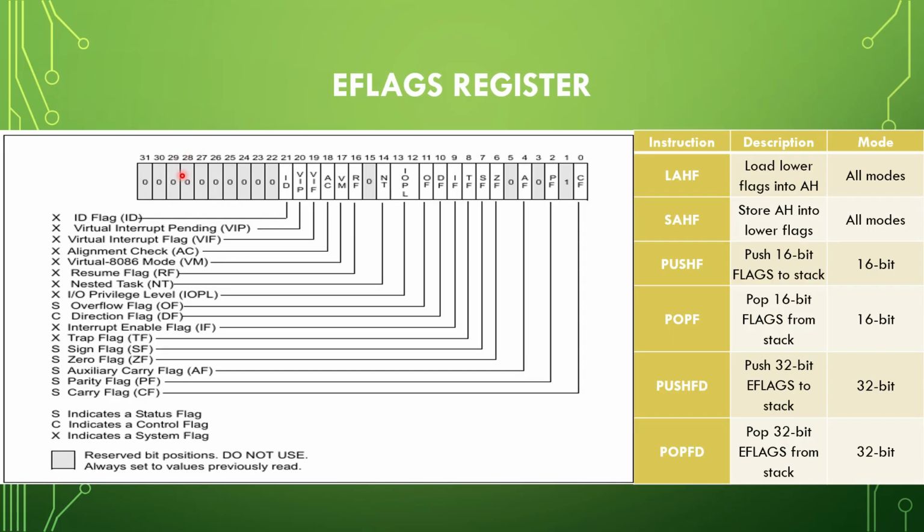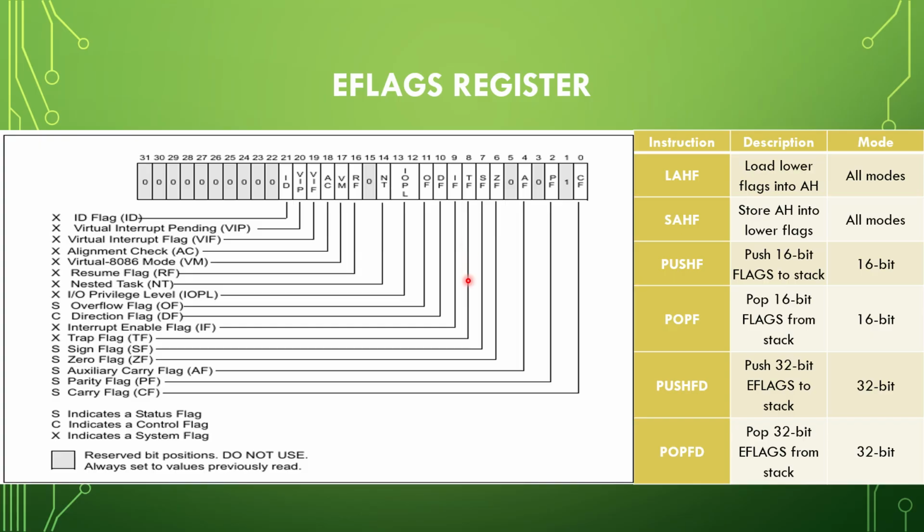Next come the EFLAGS registers. As you can see, these are the flag registers. It is somewhat similar to what we explained in the previous module itself. Here there are different flags of 32 bits. CF corresponds to the carry flag, PF to the parity flag, AF to the auxiliary carry flag, ZF to the zero flag, and SF to the sign flag.